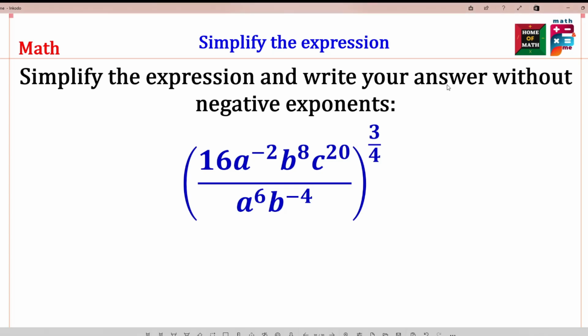In this video we are going to discuss how to simplify the expression and write your answer without negative exponents. Here is one condition, which is the negative exponent. Let's start.